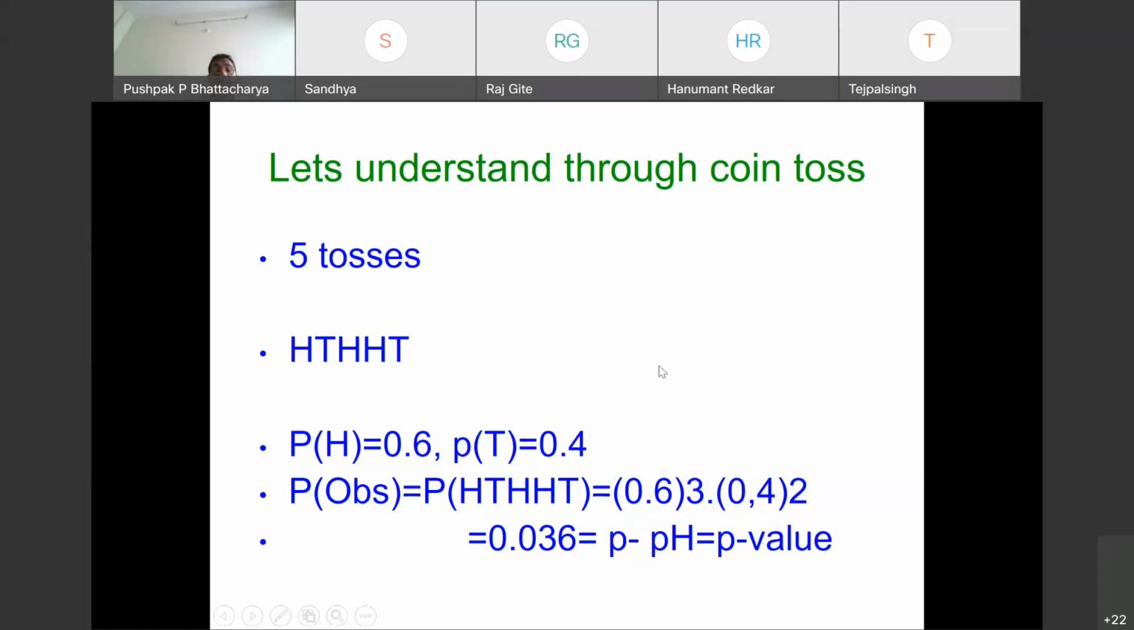If we take this probability value as 0.6, then this observation in front of me is likely. There is a high probability that this observation is correct. But on the other hand, if the probability of head is assumed to be, let's say, 0.001, there is no way I can get this observation. The probability of getting this observation is very low.